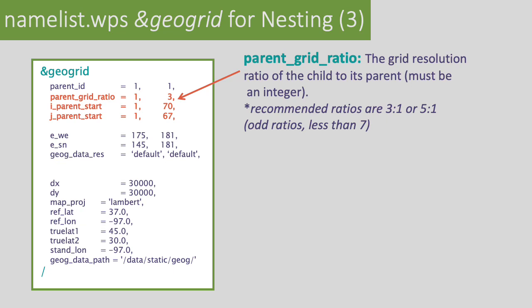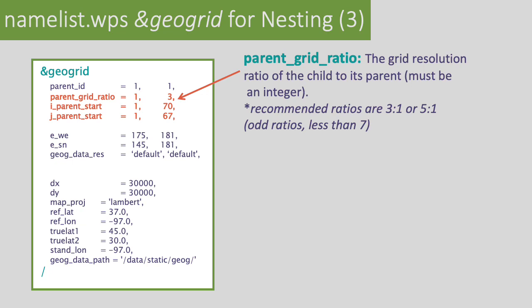You'll also need to set the parent grid ratio, which determines the ratio of resolution between the child and its parent. Here we have a 3 to 1 ratio. We recommend odd ratios no greater than 7 to 1, but would prefer you use 3 to 1 or 5 to 1, as those are both broadly tested and show good results.